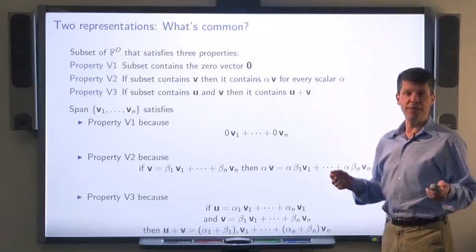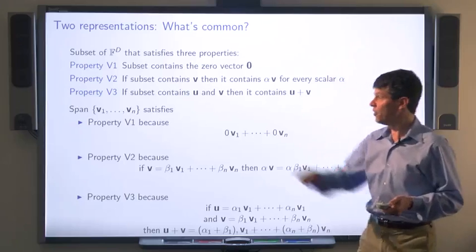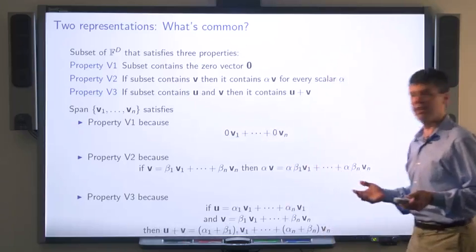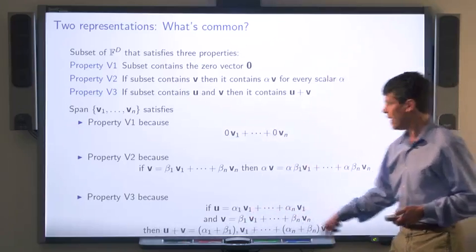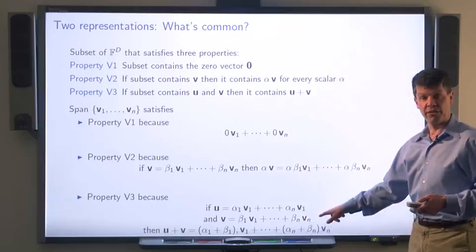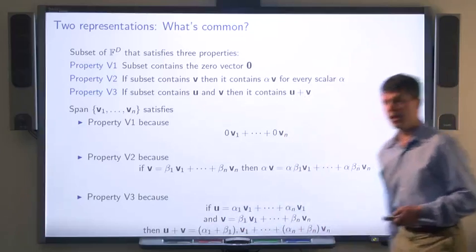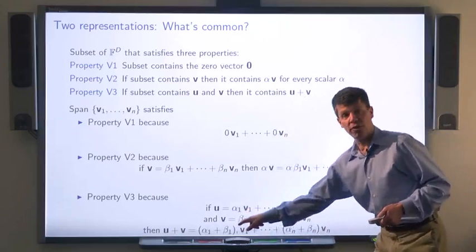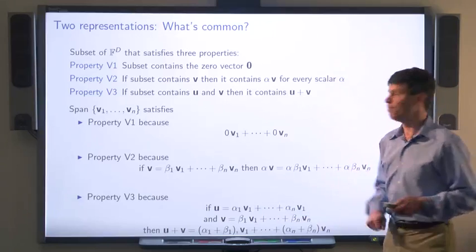Property v3 states that if two vectors u and v are in the span, then their sum is also in the span. So let's say u and v are in the span. That means that u can be written as a linear combination, and v can be written as another linear combination. Well then, we can represent their sum by just taking the linear combination where each coefficient is the sum of the corresponding coefficients in u and v.